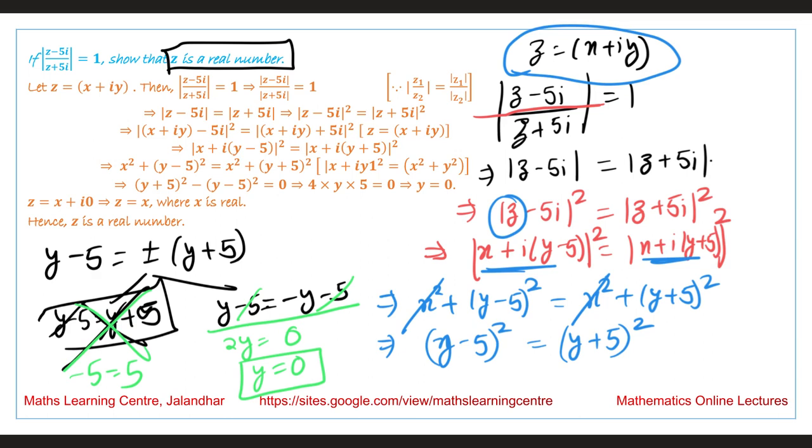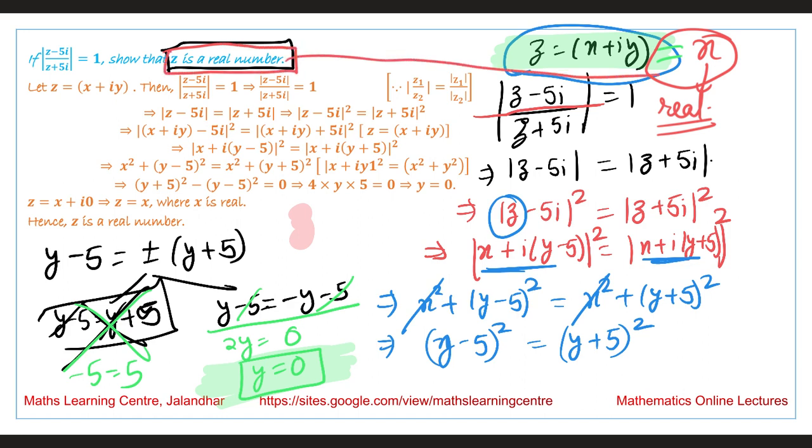So the number we have is z equal to x plus iota y, and we have obtained that the value of y is equal to 0. So the number we have is z equal to x, and this is what we have to prove, that the number is purely a real number. We are saying z is a real number. This thing we have proved, that z is equal to x.